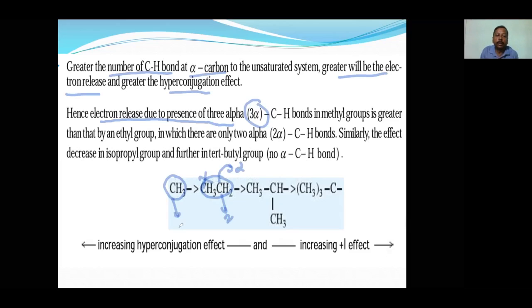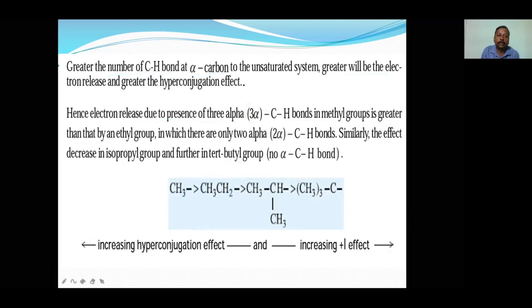Here, how many alpha hydrogens are there? Only 2. Here, how many? 3. And here this is the alpha carbon, so it is having only one alpha hydrogen. Here it does not have any at all, so no alpha hydrogens. Therefore, don't go for the bulkiness of the group. Go for the number of hydrogens directly connected to the alpha carbon. That is how you will remember. Is it understood? So ethyl group has less hyperconjugation than the methyl group. That is because of the number of alpha hydrogens.